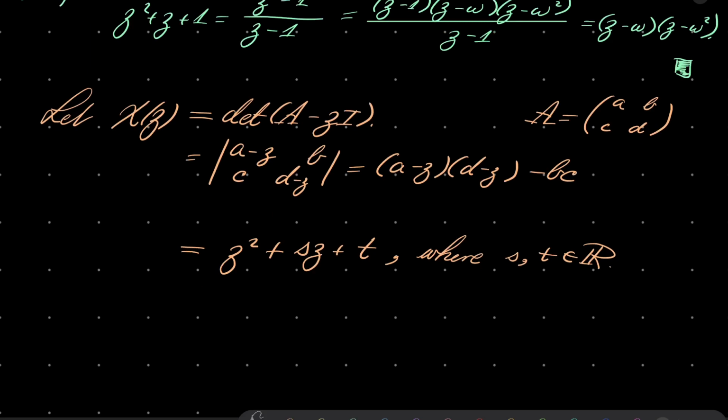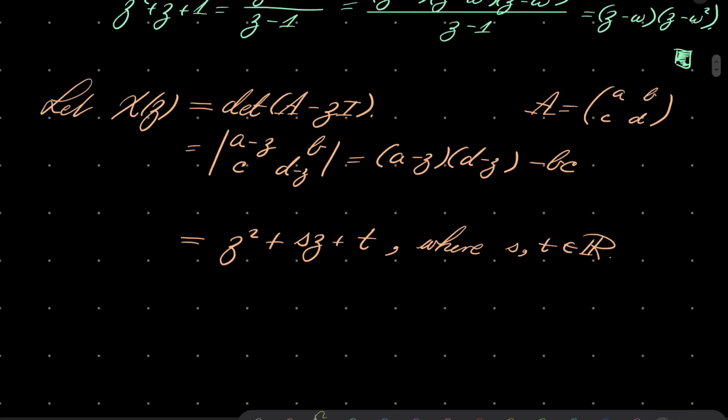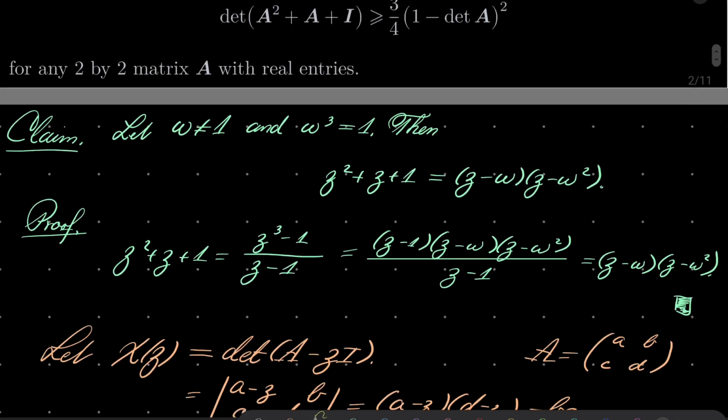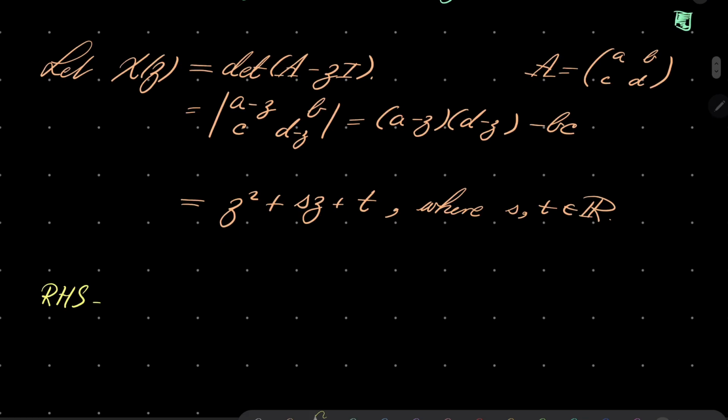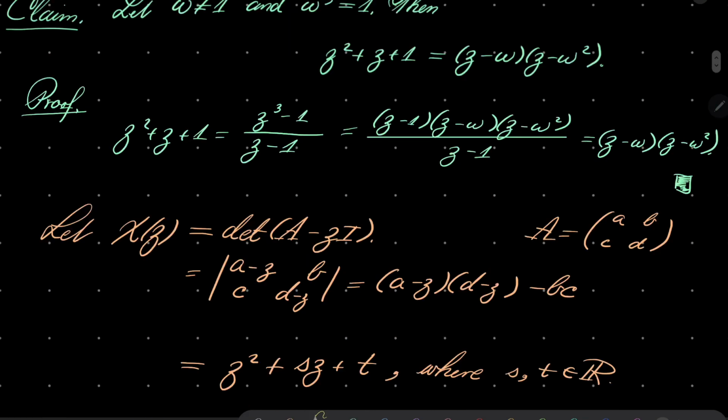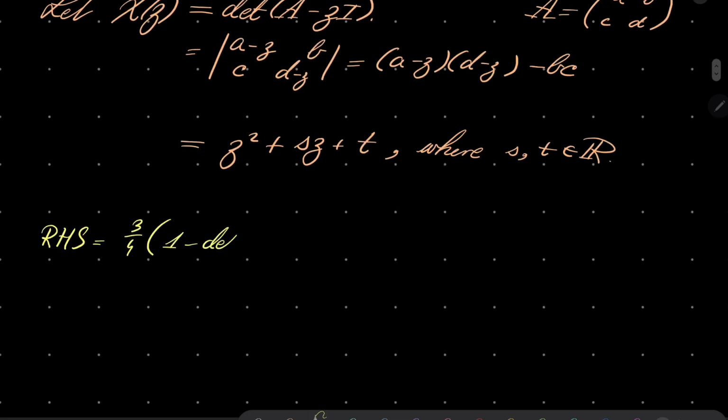Alright, and now, let's start with the right-hand side. On the right-hand side, we have 3/4 times (1 minus the determinant of A) squared. And notice that the determinant of A is just chi evaluated at 0. So it is 3/4 times (1 minus t) squared.